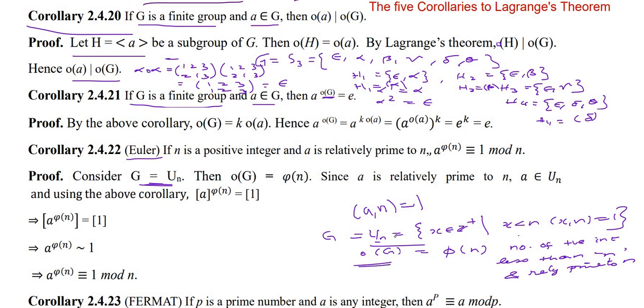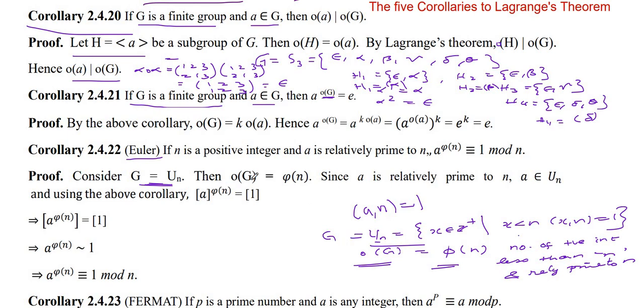This denotes how many. Who all are there, that Un tells, and how many are there, that order of G tells. So how many is the question means phi of n is the answer. What are the elements means Un consists of those positive integers less than n and relatively prime to n.